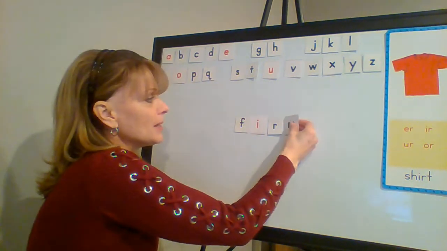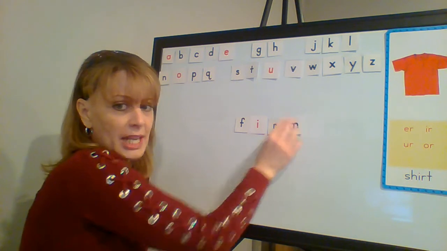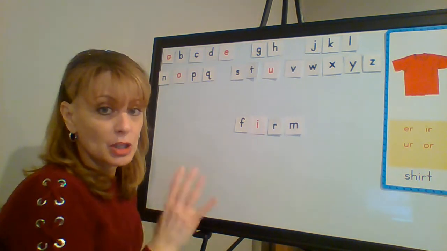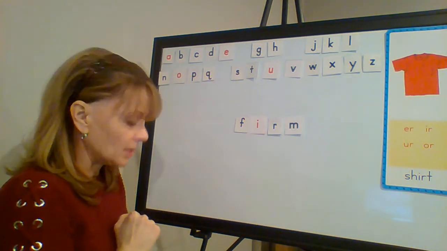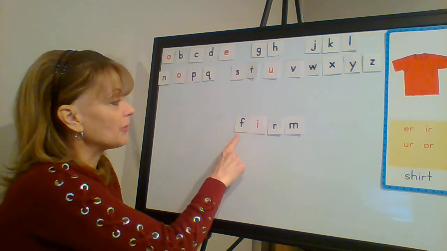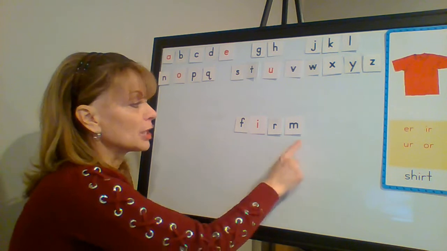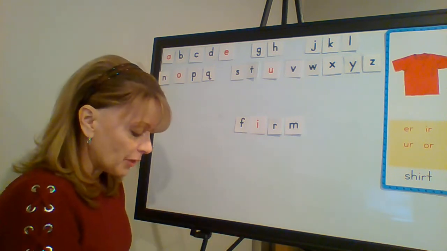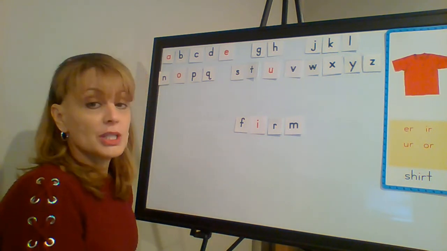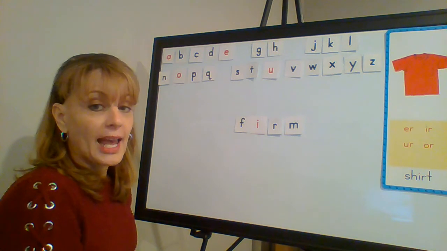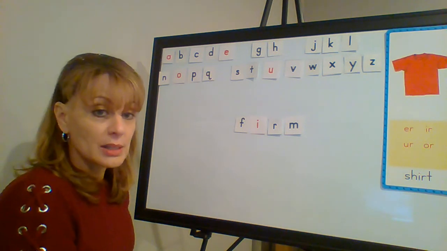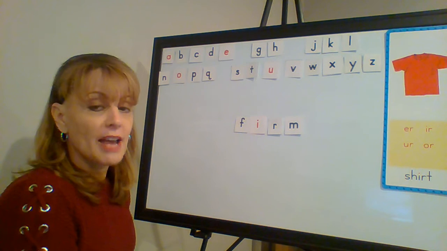Now, if you're missing a letter or two, take a piece of paper and just make them to make sure that you have all the correct letters. So now I have 3 phonemes. Firm. 4 letters, 3 phonemes. I want you to take off 1 letter and bring in 2 new letters to spell the word first.